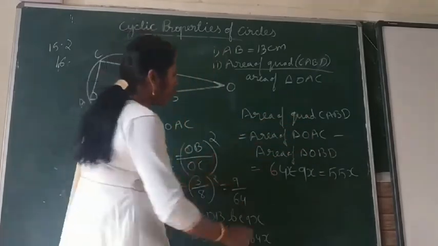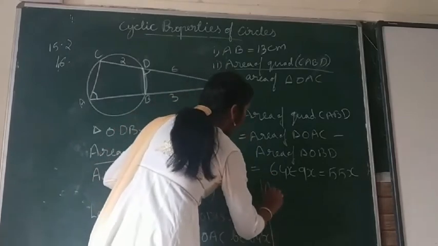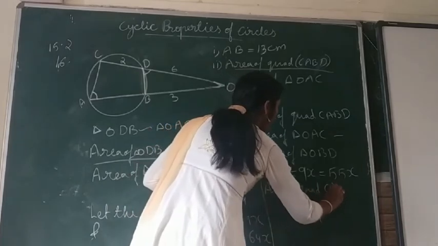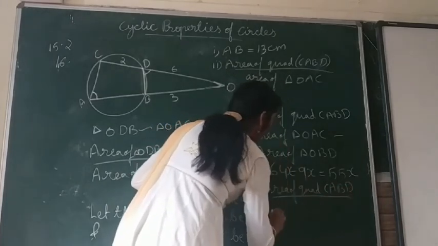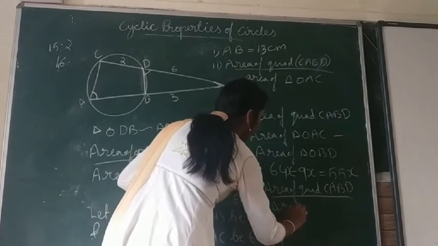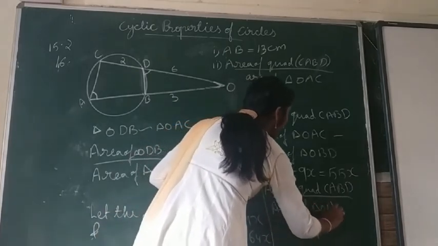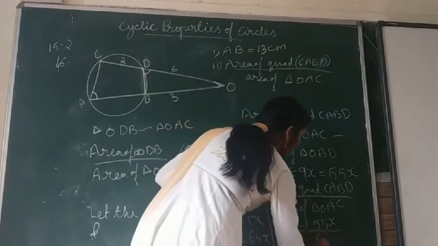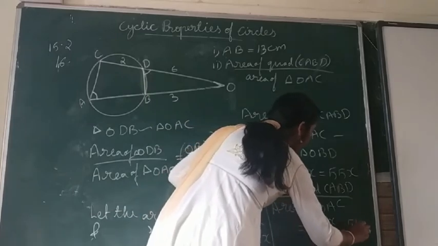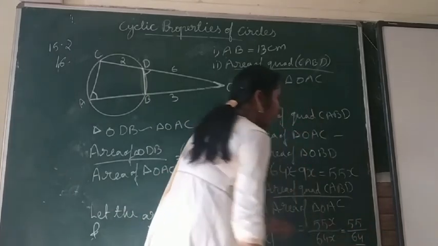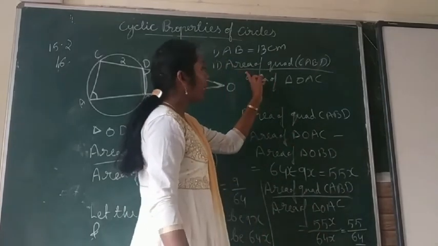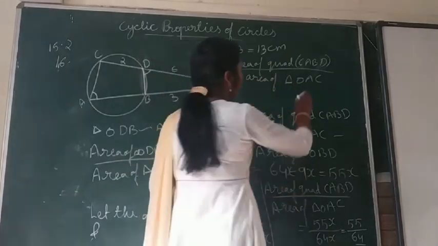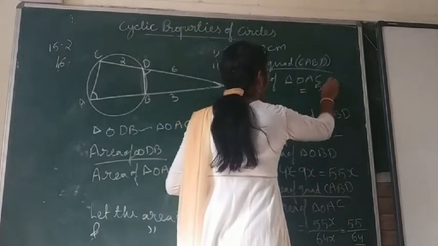So area of quadrilateral CABD is 55x and area of triangle OAC is 64x. Therefore, the required ratio, area of quadrilateral CABD divided by area of triangle OAC, is equal to 55x divided by 64x, which is equal to 55 by 64. This is the required ratio of areas of quadrilateral CABD and triangle OAC: 55 by 64.